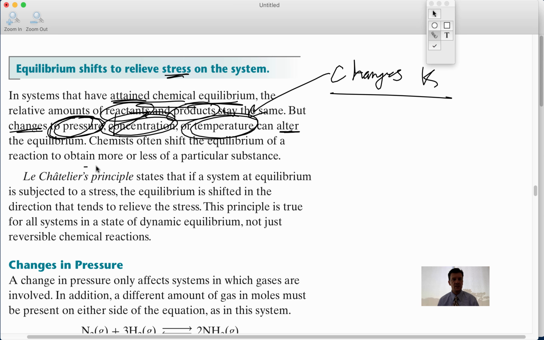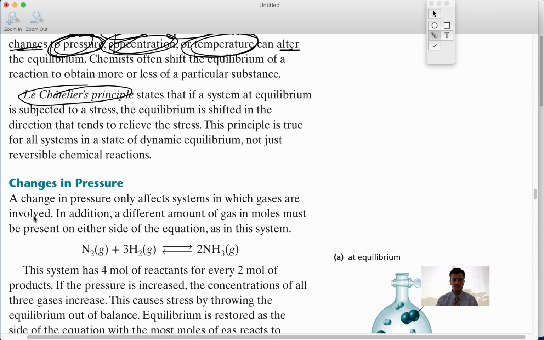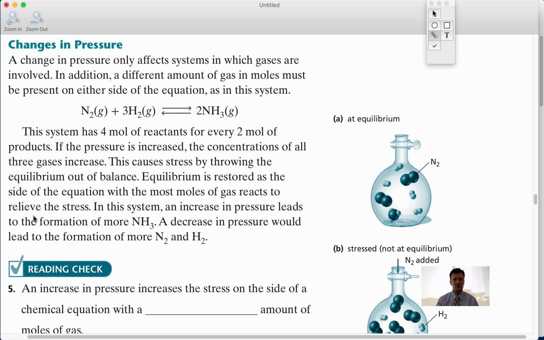Okay? This whole idea is called Le Chatelier's principle. The idea that if you change something once it's reached equilibrium, the reaction will shift forward or reverse to get back to a K value. Either the original K value, or if you change temperature, a new K value, but it's always going to want to get back to equilibrium. Okay? So let's look at these three really quickly here.